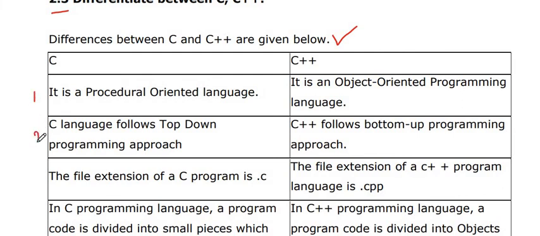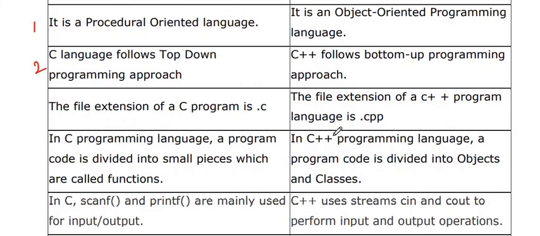Now let us see the second difference. C language follows a top-down programming approach. Under the C++, C++ follows a bottom-up programming approach.